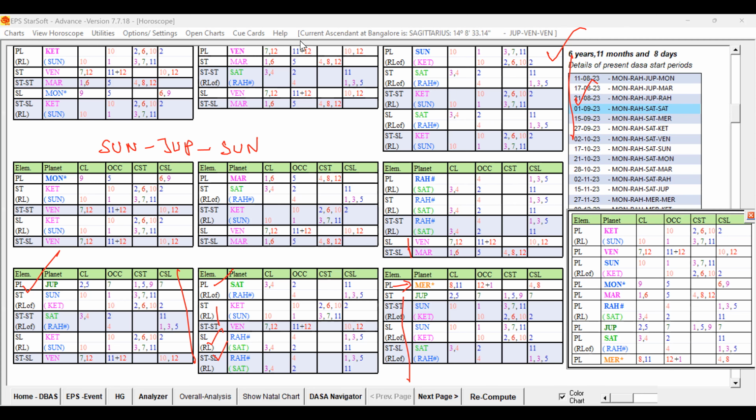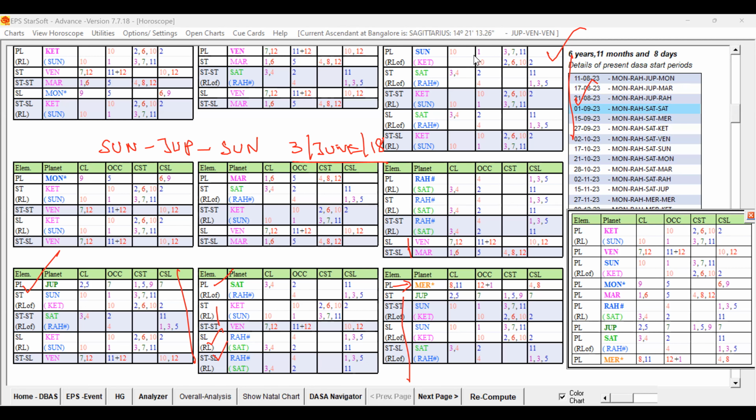So now let me check what is the date of the marriage. The native got married on, let me note down, 3rd June 2019. So the next and final step, what we can do, is check the transit. How the transit was there, how it was supportive for the marriage to the native. So let us check the transit on the particular day.